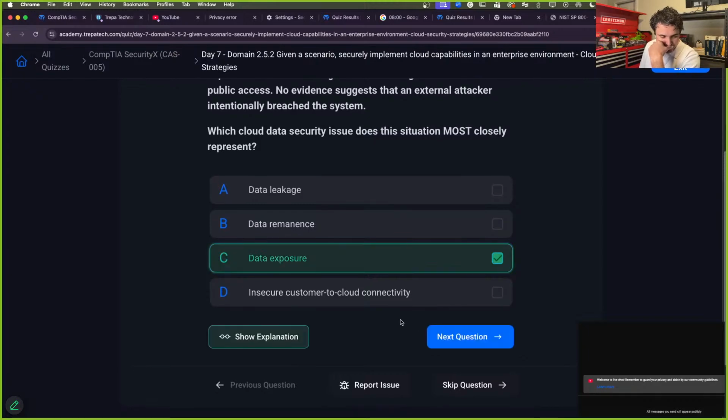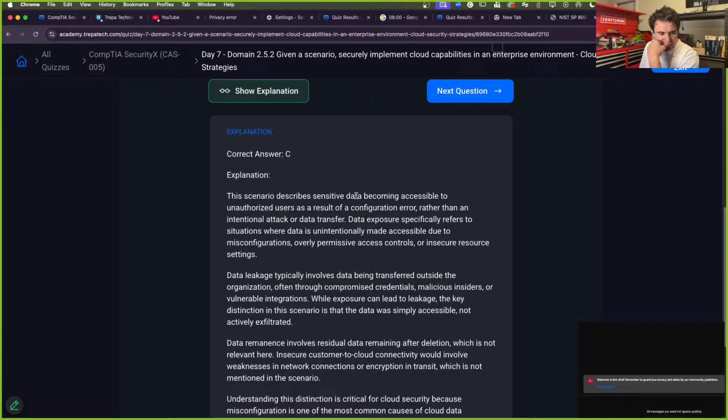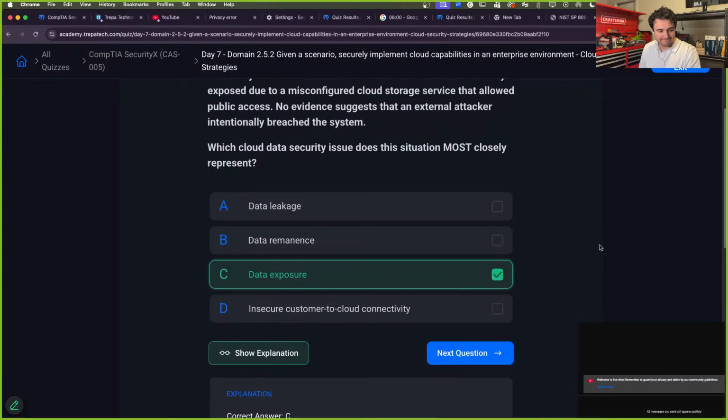Let's read this explanation here. So this scenario describes sensitive data becoming accessible to unauthorized users as a result of configuration error rather than intentional attack or data transfer. Data exposure specifically refers to a situation where data is unintentionally made accessible due to misconfigurations. Okay. So yeah, this is just unintentional. That's the key word here we're looking for in data exposure.